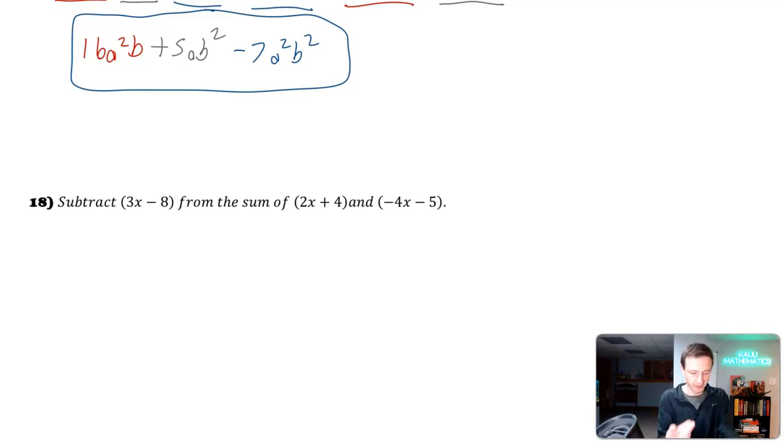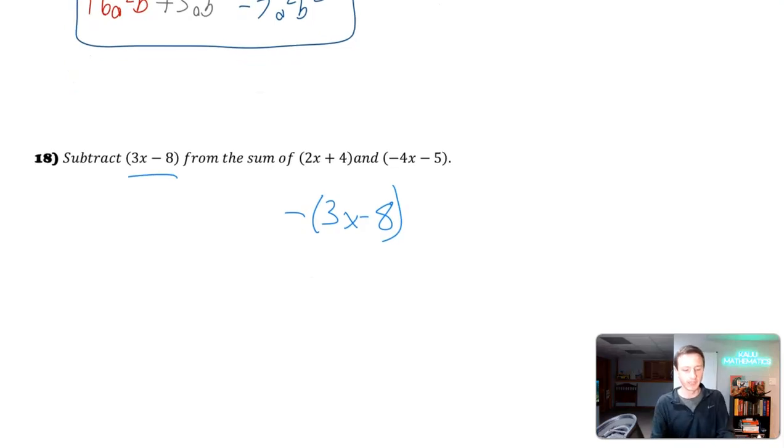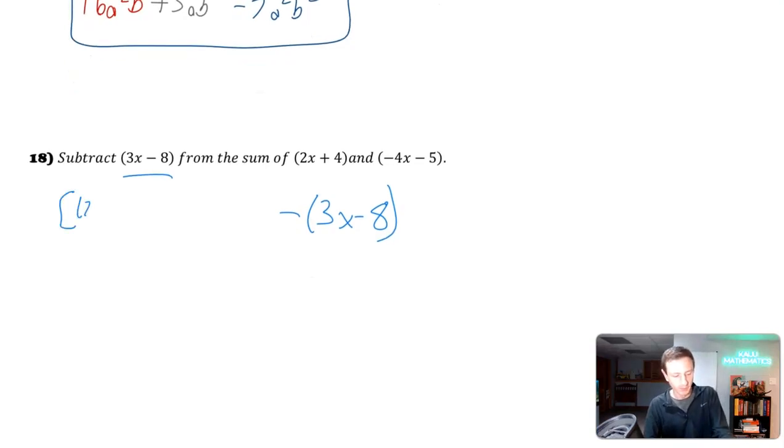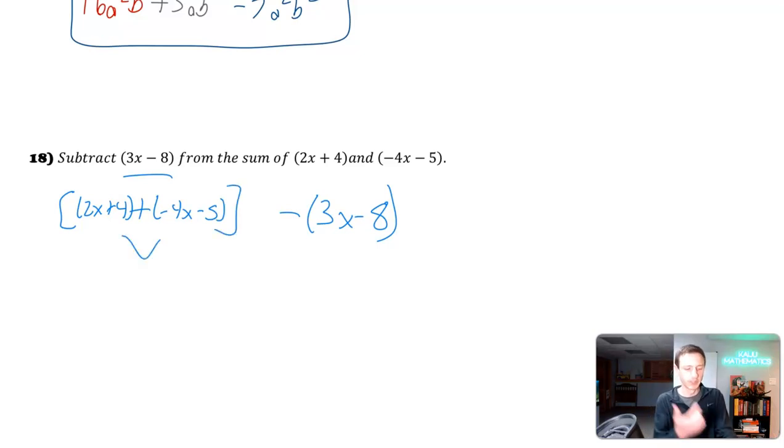Don't just translate this as like, oh, I see the word subtraction, I see this polynomial, so I'm going to do 3x minus 8 minus something, because I just see the order of how that's written. Make sure you know how to actually do this. We are taking 3x minus 8 away from something. So I'm subtracting off 3x minus 8. What am I taking it away from? I'm taking it away from the sum of 2x plus 4 and negative 4x minus 5. So I'm getting the sum of those two terms, and then I'm subtracting off 3x minus 8.